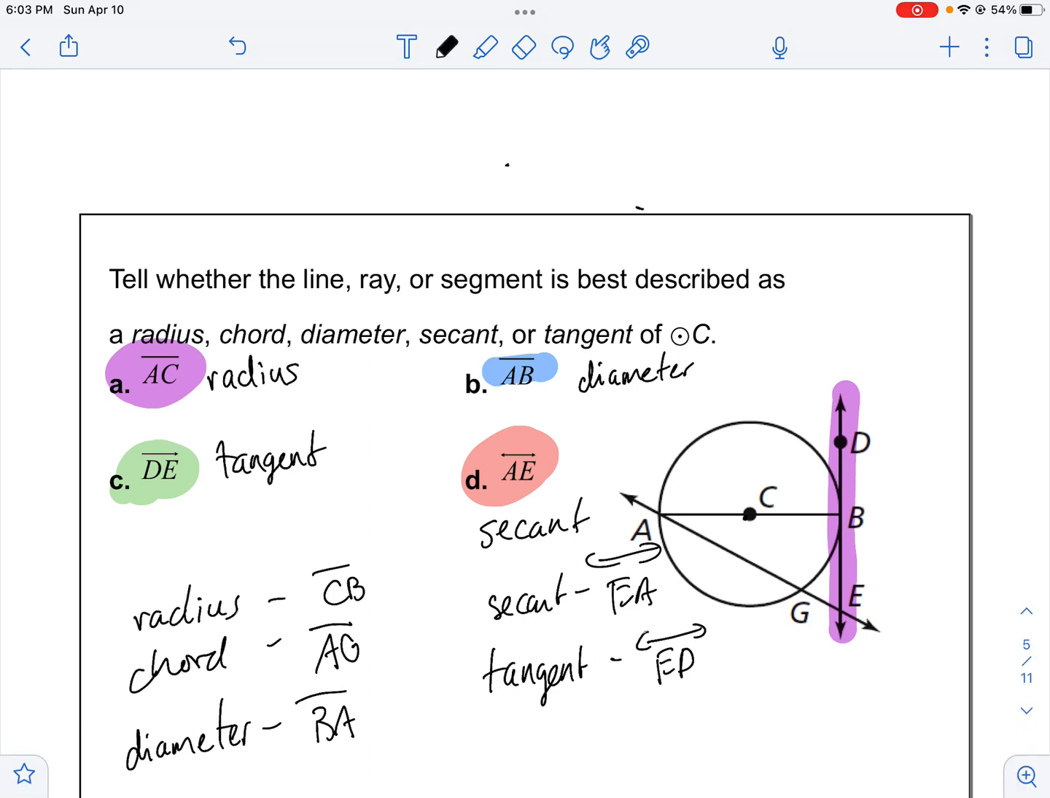Now, one thing we didn't talk about earlier, but let's talk about now, is how to name a circle. Well, to name a circle, you just use the center. So this is circle C, because the center is at C. Cool.